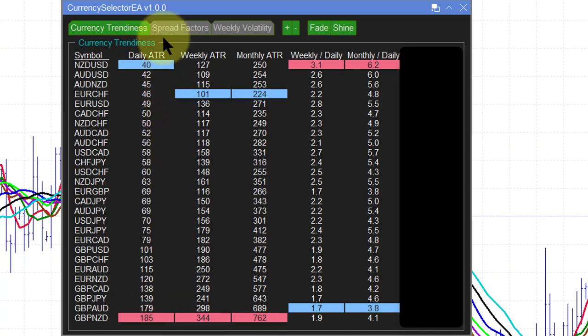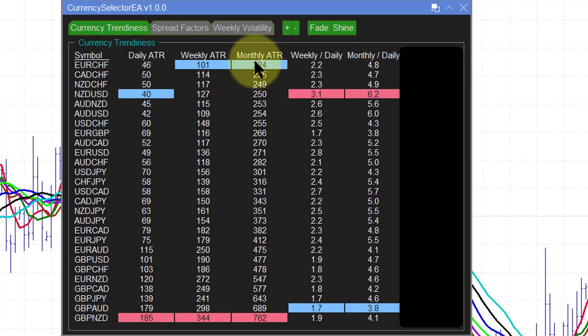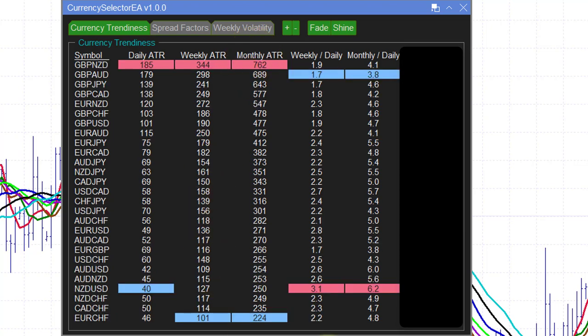Then, besides the daily ATR, we also look at the weekly ATR. We say how much does the price move within a week, and on average, how much does it move on a monthly basis. And as we know, these columns are all sortable, so you just click the column and it sorts them in order.